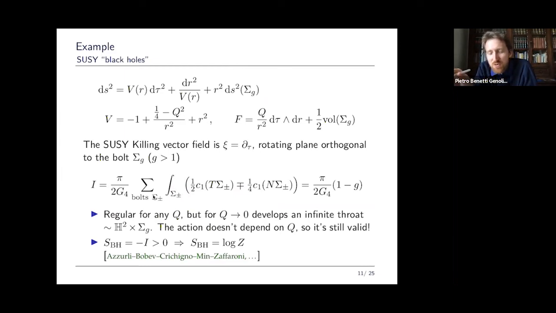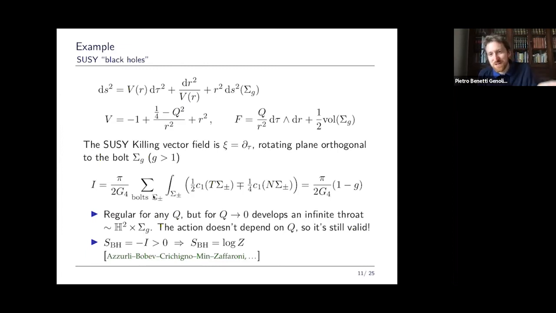It doesn't depend on Q. This is sensible because there is a family of solutions that depends on Q smoothly. But for Q equal to 0, the topology of the space changes, and it's not anymore an R2 that caps off. It's not a disk anymore. Instead, it develops an infinite throat. So it becomes a cylinder of sorts. However, because the action doesn't depend on Q, the action of that case is the same as this one.